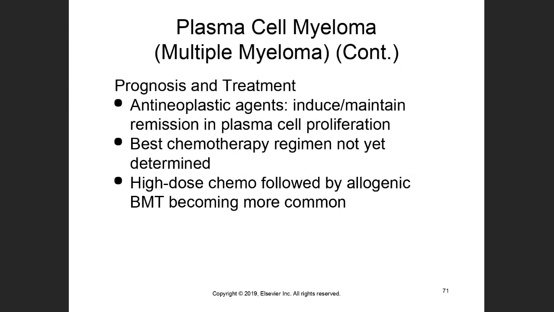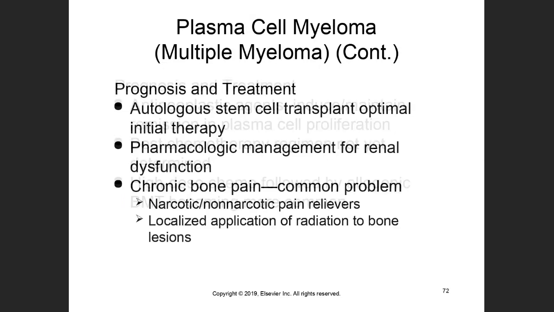The treatment is an anti-neoplastic agent, induced to maintain remissions. The best chemotherapy regimens are not yet determined. High-dose chemotherapy is followed by allogenic bone marrow transplants. But bone marrow transplants are for, for example, young people that are not extremely old, and they have to follow some characteristics.